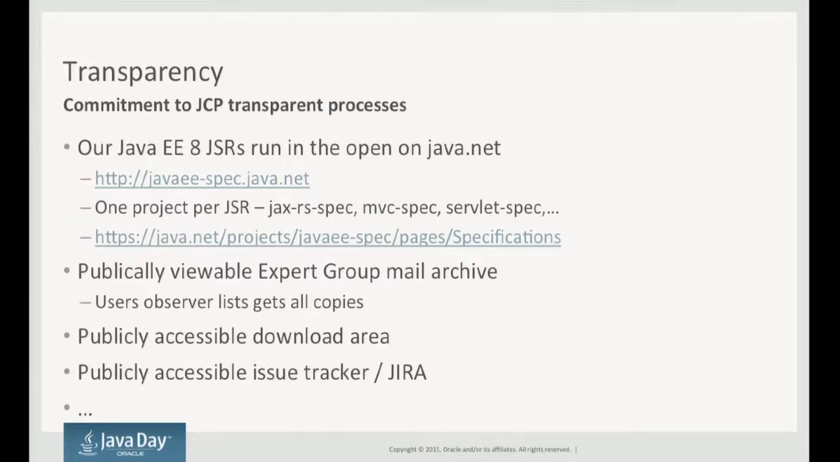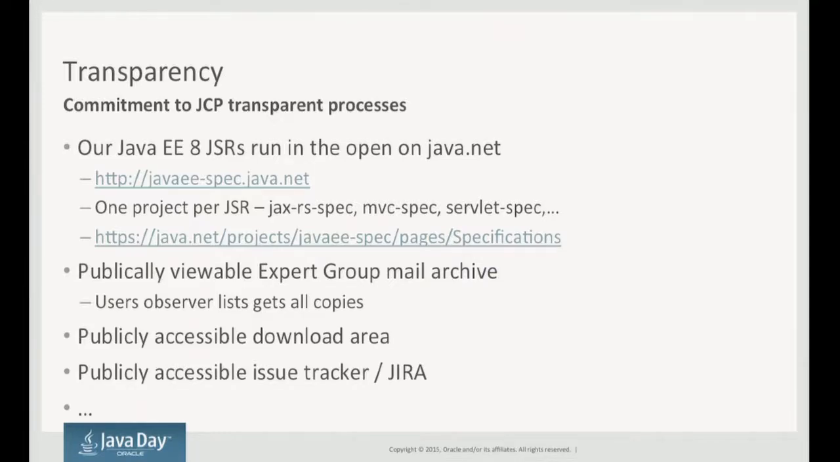When you access these projects, you can view all of the expert group emails. You can subscribe to an observer list, we call them the users list, which will deliver to you copies of all of the emails that were sent by the expert group. And in addition, you can use the users list to engage in discussions with other users and also with experts who are all supposed to join the users list as well. So you can use this to get interesting discussions and provide feedback.